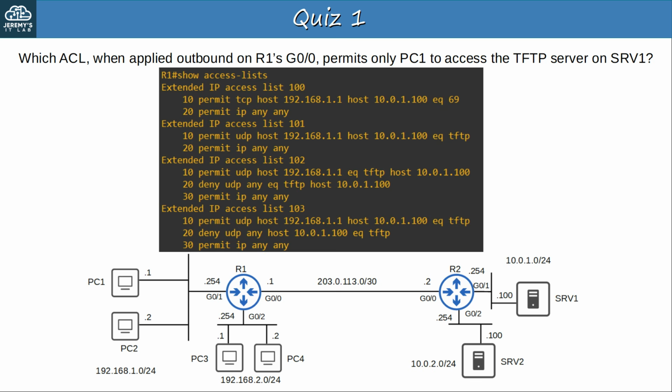Which ACL, when applied outbound on R1's G0/0, permits only PC1 to access the TFTP server on Server 1? Below there are 4 extended ACLs: 100, 101, 102, and 103. Pause the video to think about your answer.